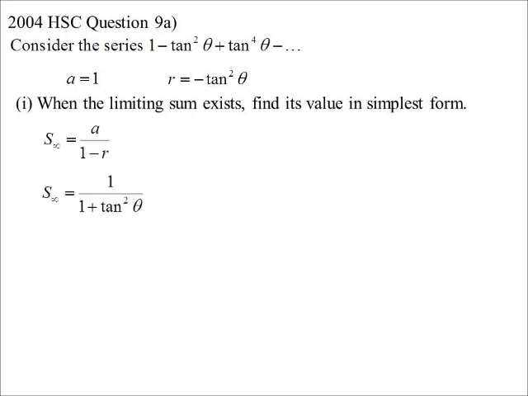So a on 1 minus r. I suppose mere mortals might have left it like that, but we would have looked at it and said, ha ha ha. 1 plus tan squared is, of course, sec squared, and then the reciprocal of sec is cos. So our sum to infinity is cos squared theta.